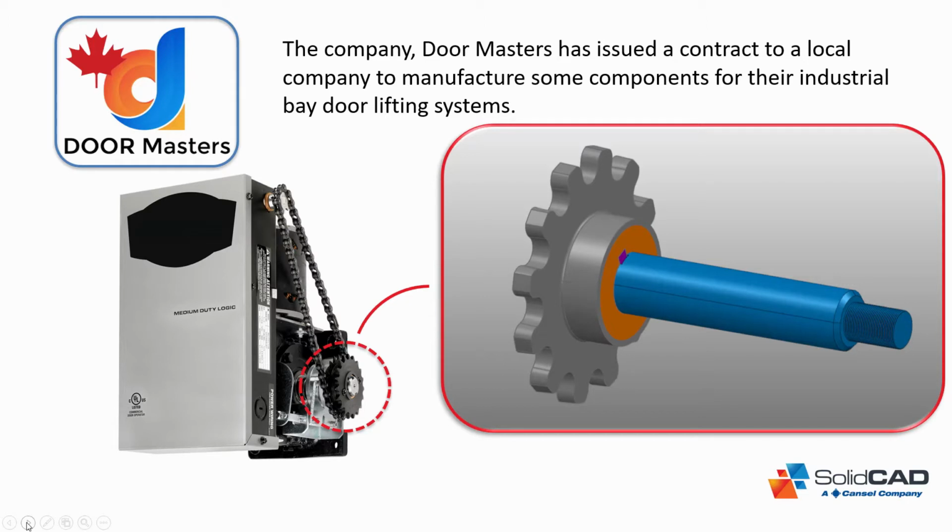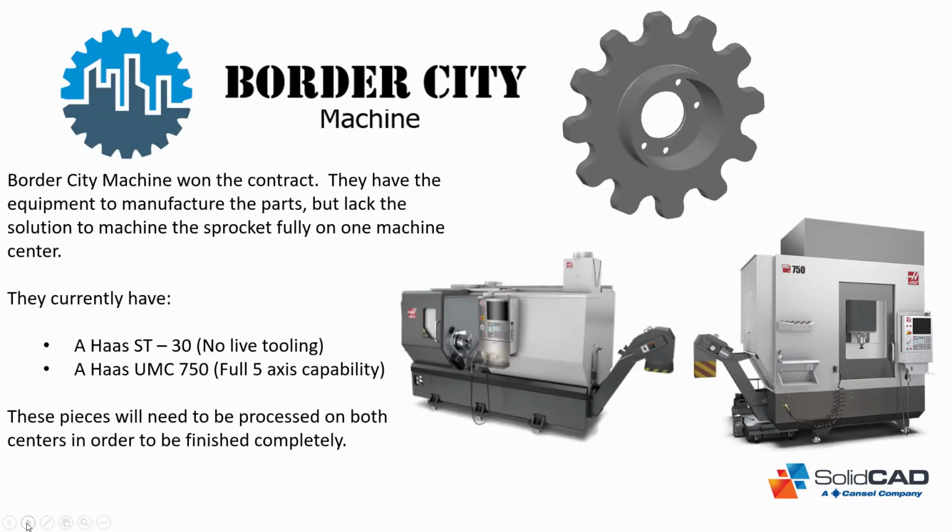So let's look at a possible scenario where a large corporation is looking for a company to manufacture some of the parts for their door lifting systems. In this case, Doormasters has issued some contracts to some local companies to handle supplying a large quantity of drive chain components. So Border City Machine has won the contract to manufacture these parts. This company is equipped with a few pieces of metal cutting equipment, their Haas ST30, which only has turning capabilities, and their Haas UMC 750 that can handle the more complex 5-axis milling.